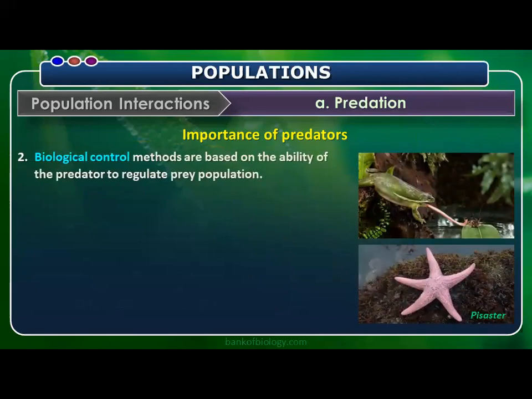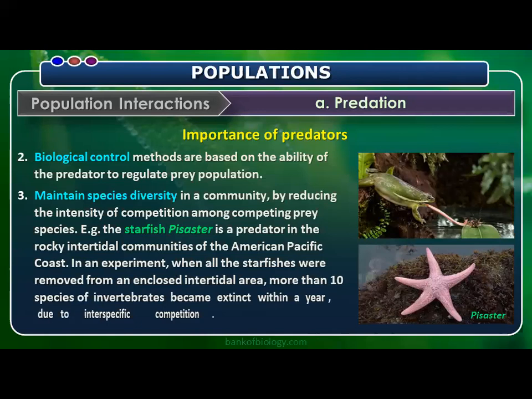Biological control methods are based on the ability of the predator to regulate the prey population. Predators also maintain species diversity in a community. How? By reducing the intensity of competition among the competing prey species. That is another statement here. We have a best example.